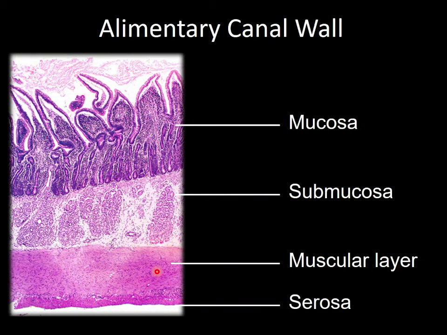Again, looking at the alimentary canal, the four layers that we talked about: the mucosa, the innermost layer, with epithelial cells forming these finger-like projections, the villi. Then we have the submucosa, the connective tissue layer with blood vessels, then the muscular layer, and the serosa, the outer connective tissue layer.